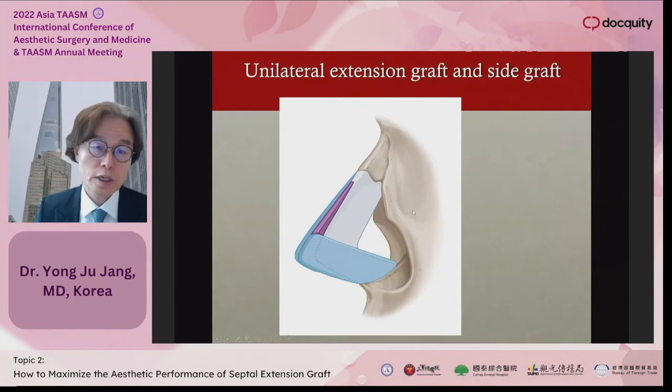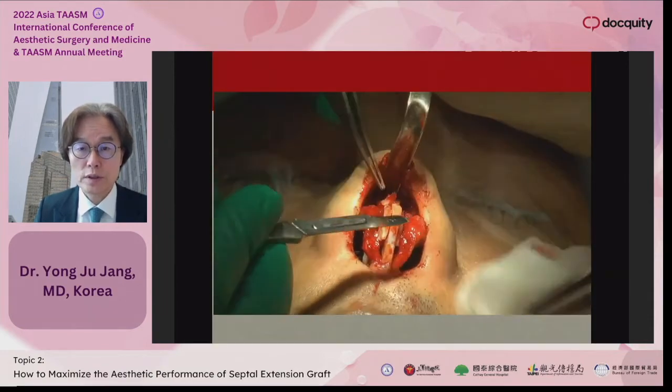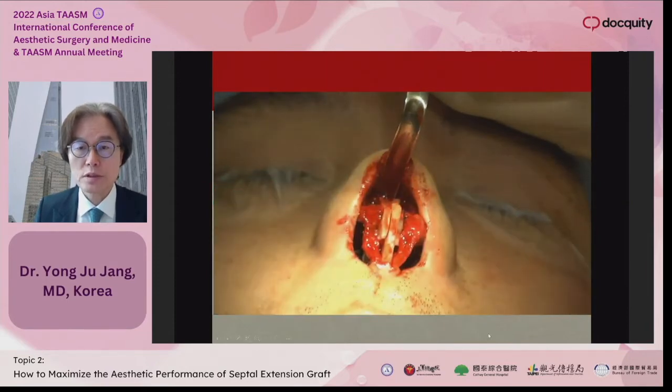If you have to place an extended spreader graft on only one side, you can place one extended spreader graft on one side, and then you place just one side graft. I call it a side graft. This is another option for dorsal extension. This is an example of a patient who underwent dorsal extension of the cartilaginous dorsum with this concept.